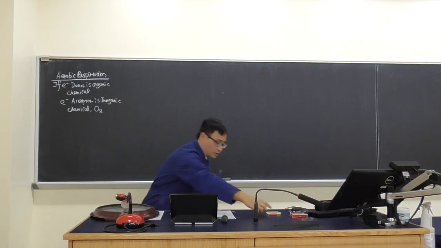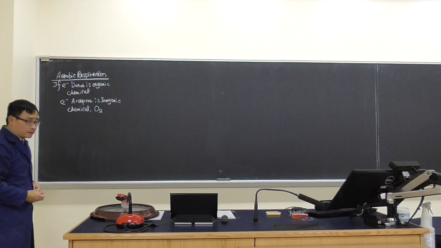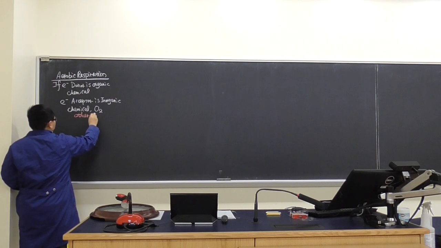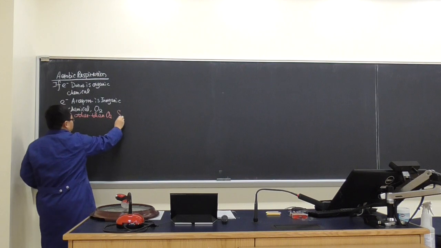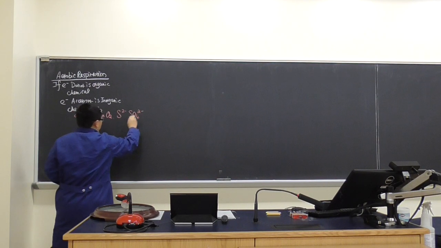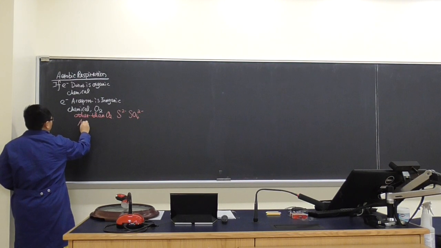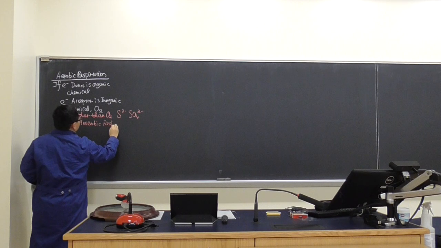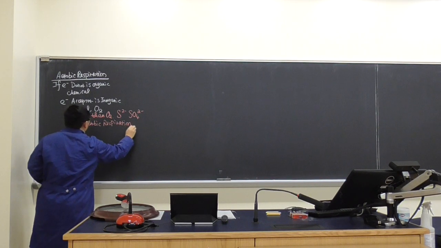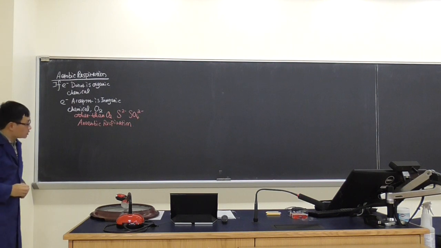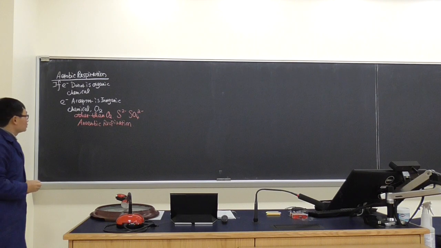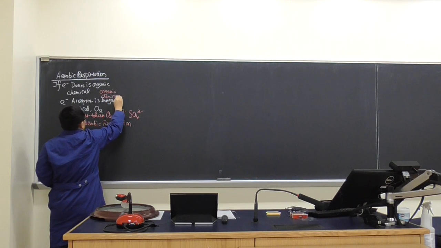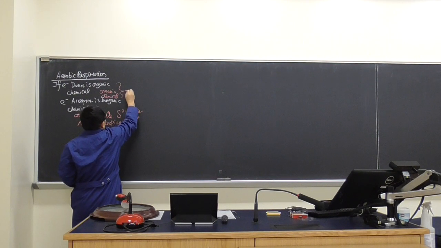And if we want to talk a little bit more, if the electron donor is an organic chemical, and the electron acceptor is an inorganic chemical but other than oxygen, let's say sulfide, we call this anaerobic respiration. And we also know if the electron donor is an organic chemical and the electron acceptor is also an organic chemical, then what is this process called? This process is called fermentation.